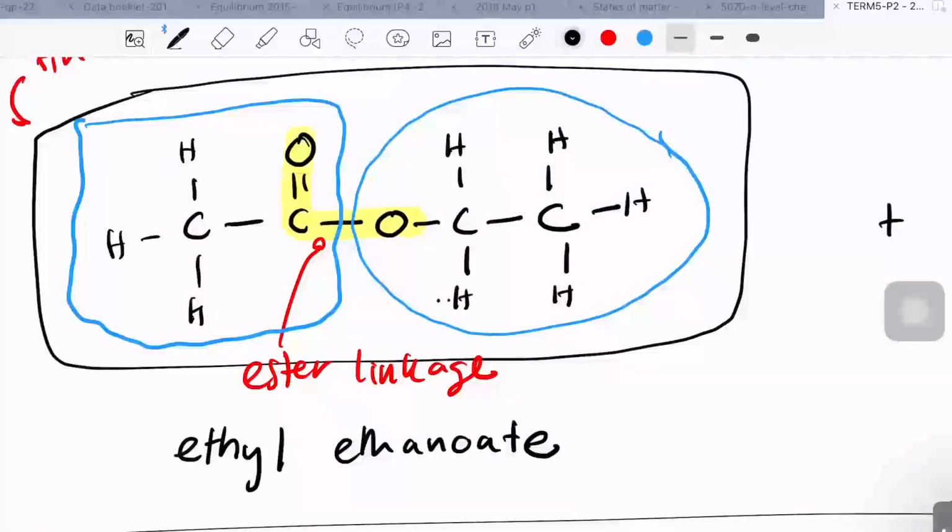Now, the last part of the name is the special suffix we use for esters. Like for carboxylic acid, we use oic acid. For alkanes, we use ane, propane, butane, like that. So for esters, we use oate. That is the suffix for ester. Now this ethane part came from the carboxylic acid part of the molecule.